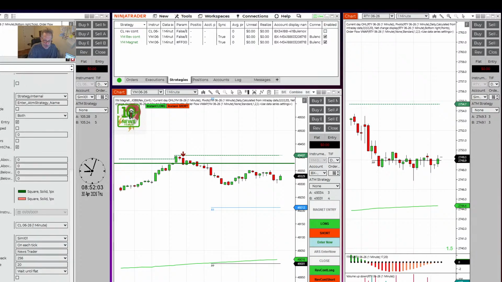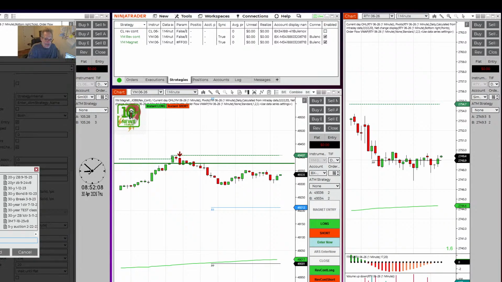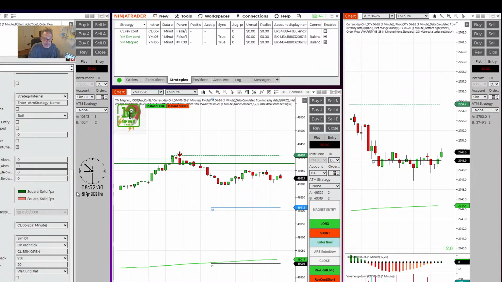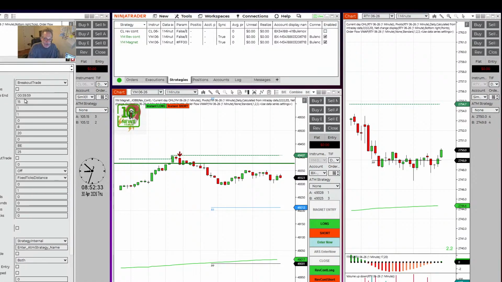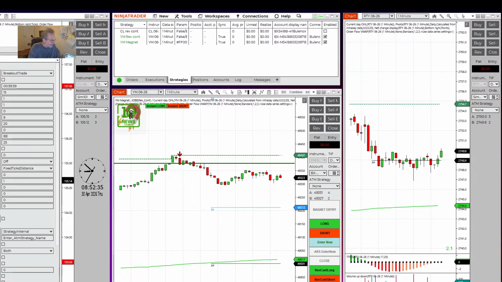I'm going to load my template. I have oil new open, right click and rename it to today's date, 429. Today's the 30th, 430. Load it, and let's look at our settings. So we have a 9 o'clock trade. We're set to 0 for a moment because we'll check our bracket on this event.